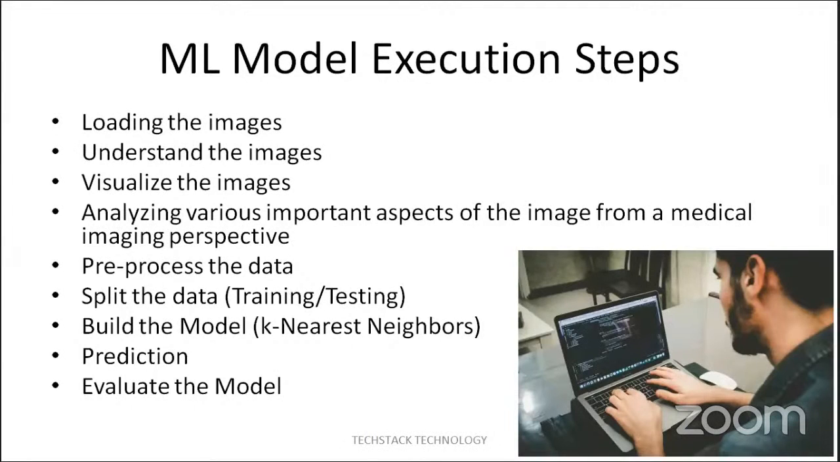Further, the data needs to be split, right? The splitting happens in two parts: one is training and then testing. To build the model here, we are focusing on k-nearest neighbor only. Then we do the prediction. Then finally we evaluate the model: how the model is evaluated, how it behaves. That is called evaluation.